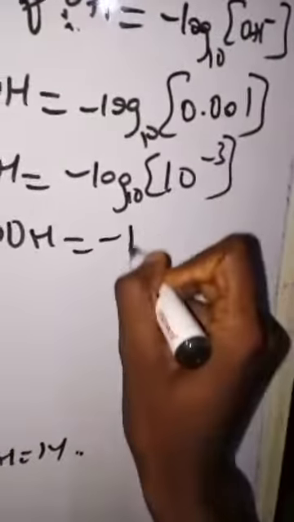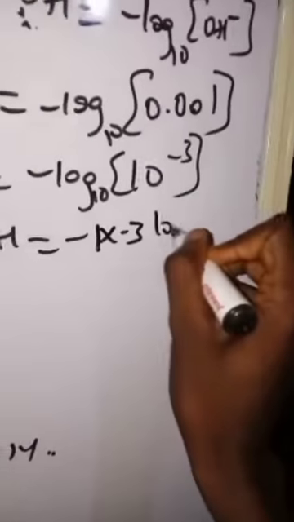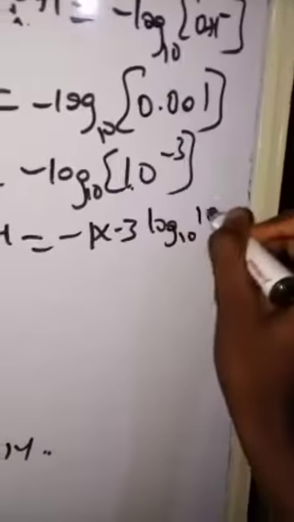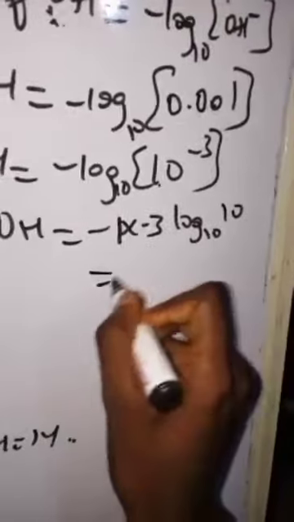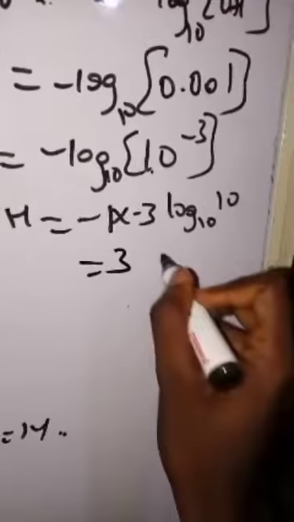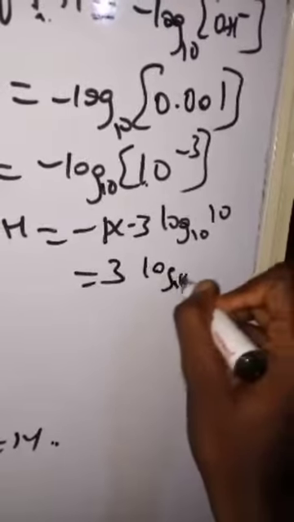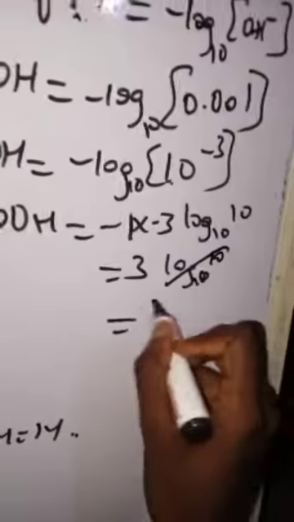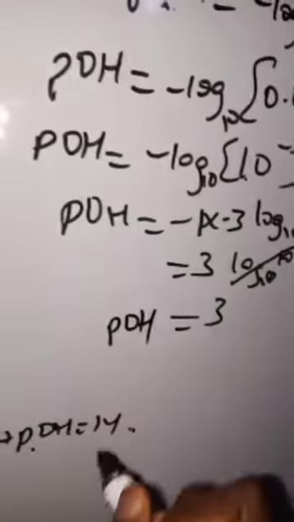So pOH is equal to minus, bring your minus 3. Minus 1 times minus 3 log 10. Then this was base 10. Log 10 base 10 we cancel. Minus 1 times minus 3, that's plus 3. 3 log 10 base 10, so they cancel out. So you have what? pOH is 3. So what will be your pH?